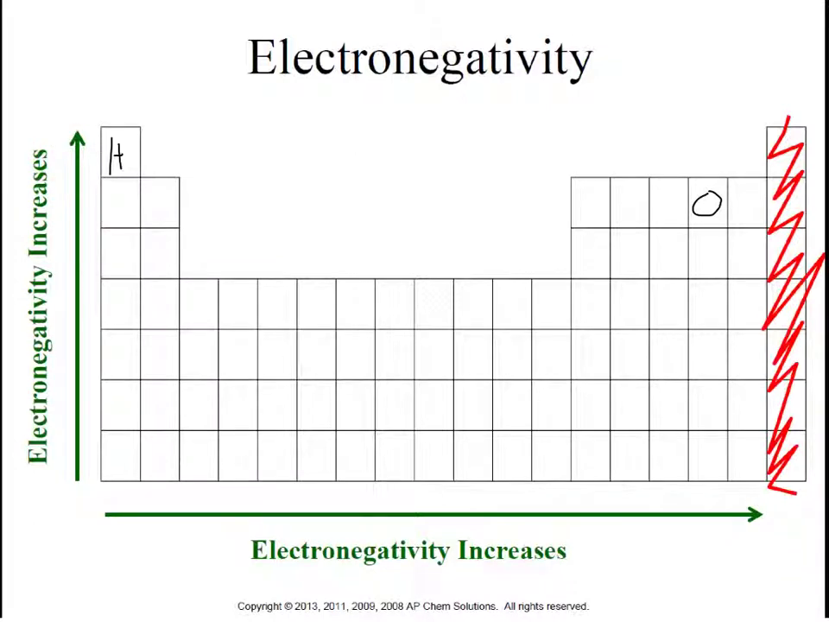This isn't a 100% trend. It's the general increase from left to right. So we can always assume that anything farther to the right is going to be more electronegative than something to the left. And we've crossed out the noble gases here because they don't experience electronegativity because they don't bond.